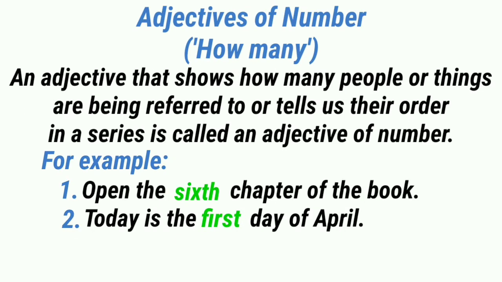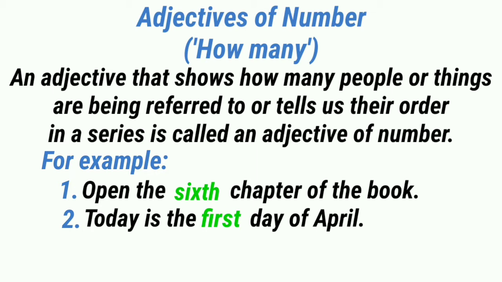Third one, adjectives of number. An adjective which tells us how many persons or things are meant is called an adjective of number. An adjective that shows how many people or things are being referred to, or tells us their order in a series, is called an adjective of number.